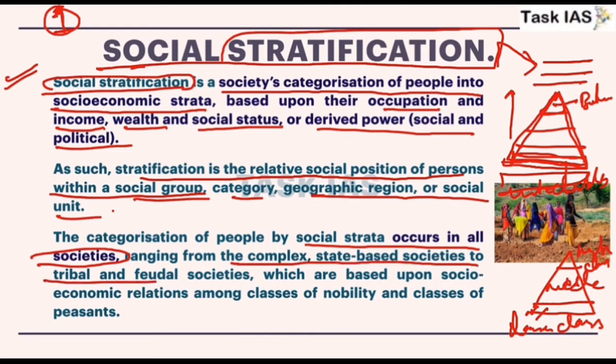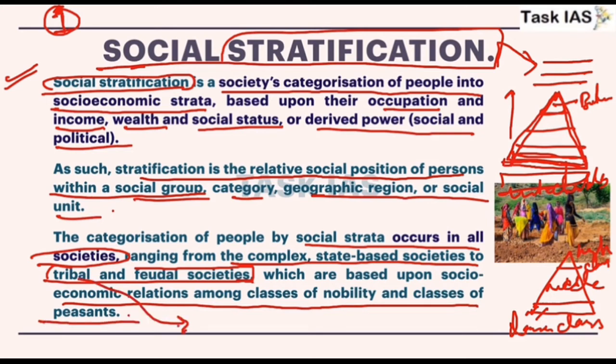So it says that although this stratification is more prominent and highlighted in modern society, some kind of social stratification also exists in tribal and feudal societies, and is based upon socio-economic relationships among classes of nobility and classes of peasants. If we discuss tribal societies, although they are considered homogeneous, egalitarian societies, if we go deeper into their structure, some kind of hierarchy or stratification is observed, maybe on the basis of gender. For example, it was earlier mentioned that in hunting and gathering society, the hunting part is done by men, but the gathering part is done by women. So here it was observed that some kind of stratification is also there.